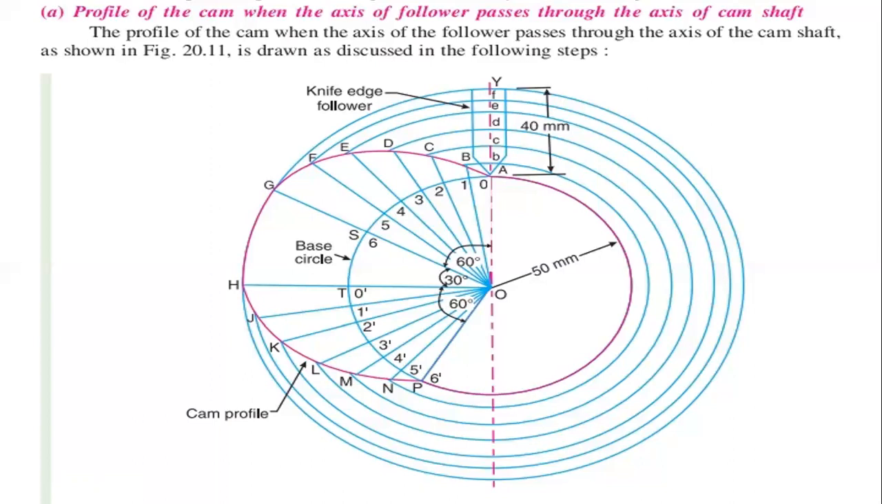Then the remaining position of the curve is the dwell. So we are taking it on the circle only with this thickest line. So by each point we have to draw these lines, that is the uniform velocity lines. So that is the procedure for drawing the profile of a cam when the axis of the follower passes through the axis of the camshaft.